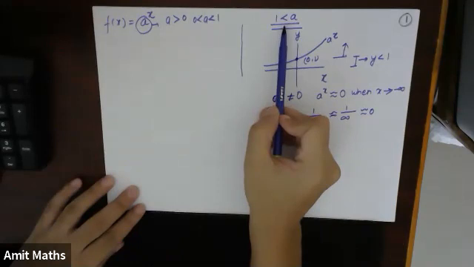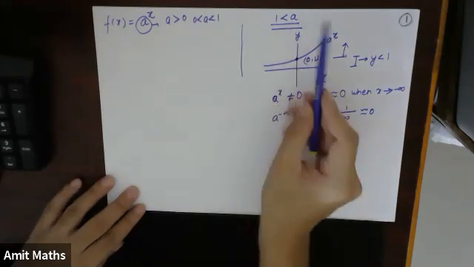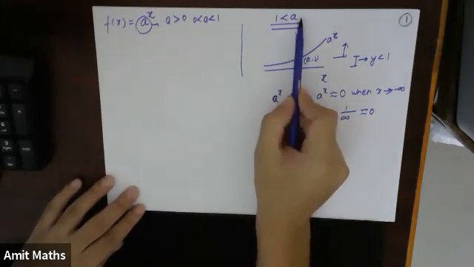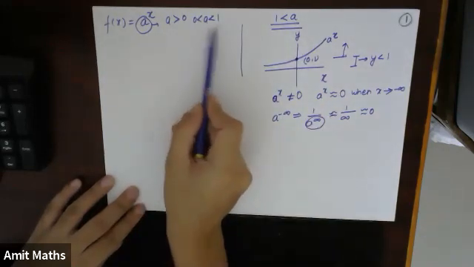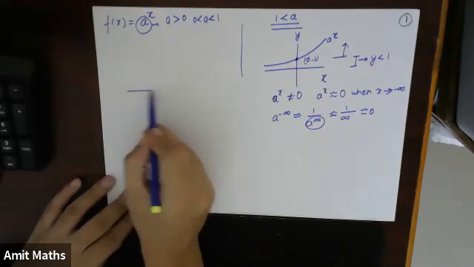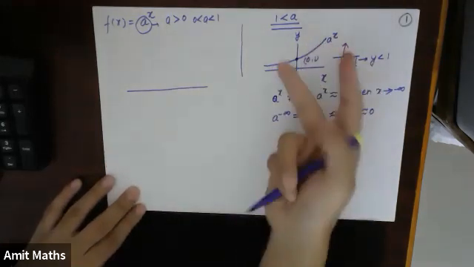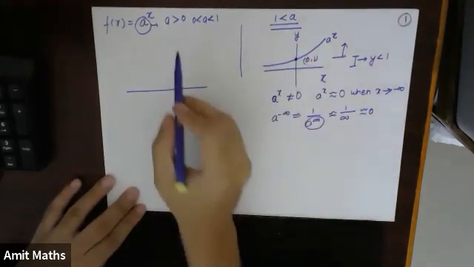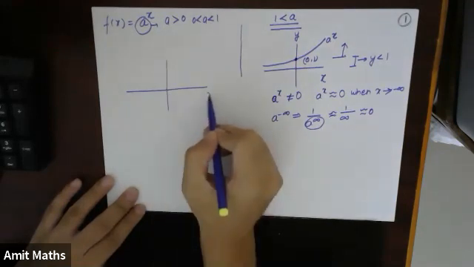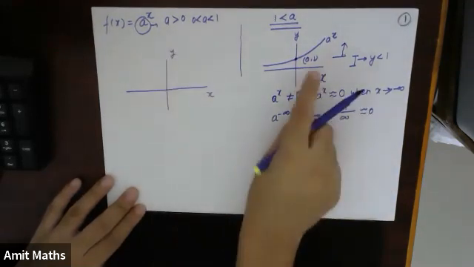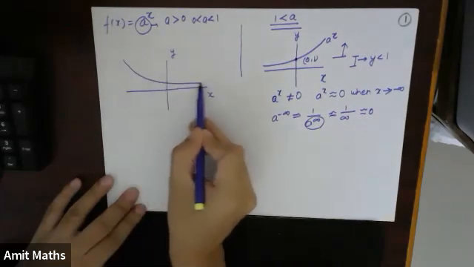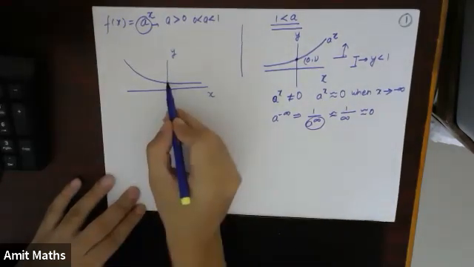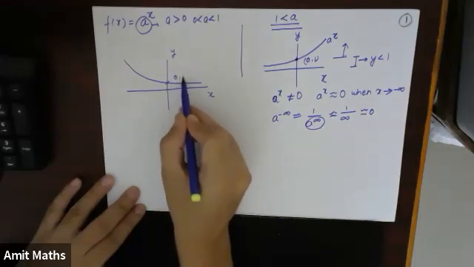Something like a weak base and a strong base. In this case, I can consider this a strong base. If I am considering a weak base, that means a is less than 1, then the graph will be something like this, just the opposite, a flip of this one. So this is the x-axis, this is the y-axis. If I just flip this one, it will be something like this. Again, this point will be (0, 1).